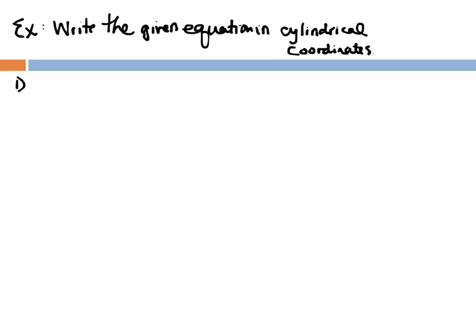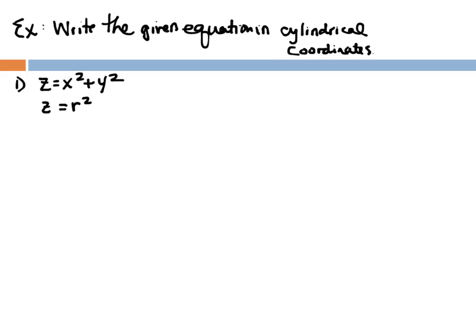All right, so the first one we're going to do is z equals x squared plus y squared. So, pretty straightforward. What will this one be? Yeah, just z equals r squared.